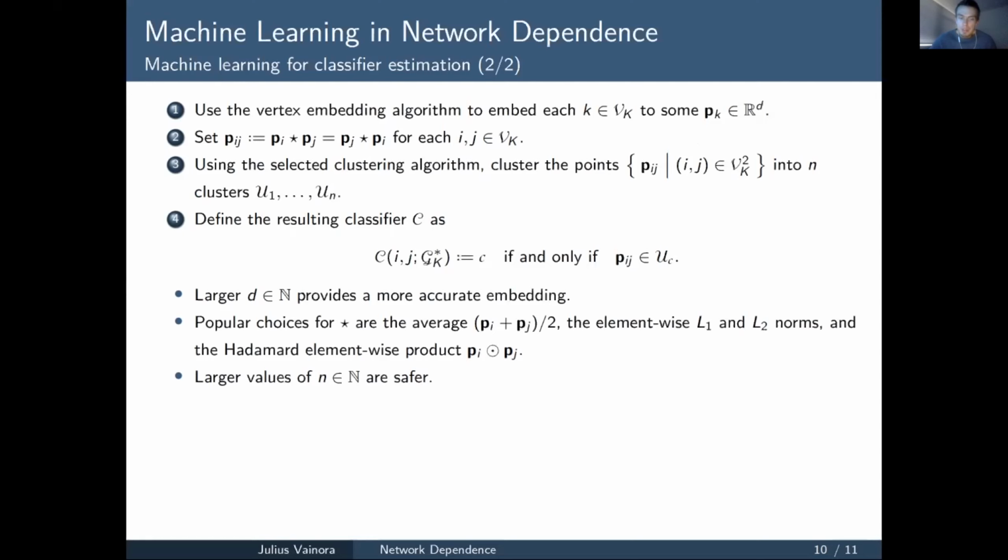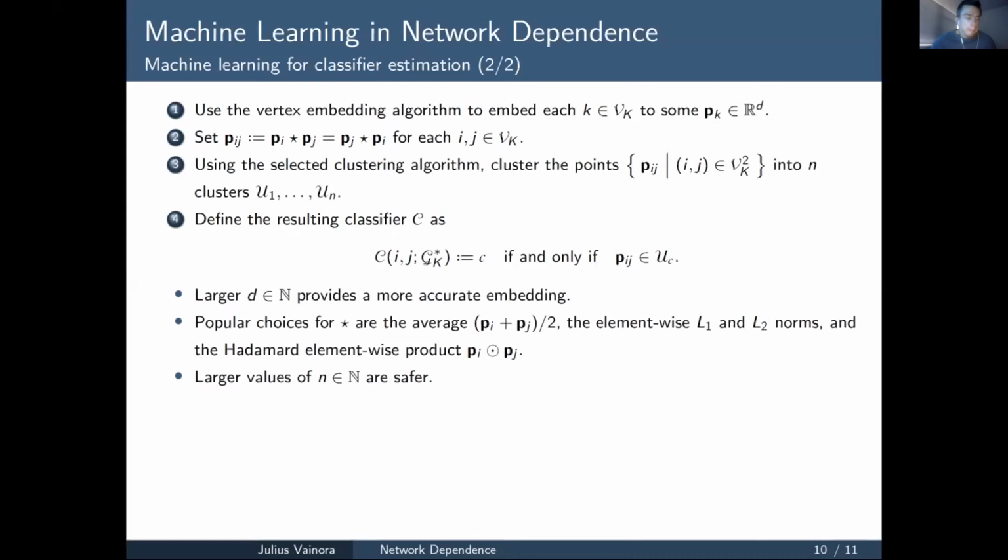Then larger values of n are safer, in the sense that if we have a single large class with the same covariance, it is fine if we split it into two, because we will still be estimating it consistently. On the other hand, if we have two clusters that actually correspond to two different covariances, and we choose to find fewer clusters and cluster two covariances into the same one, that will be underestimation.